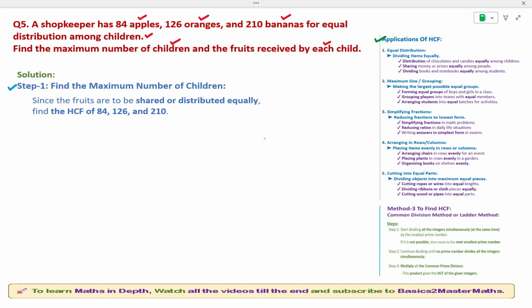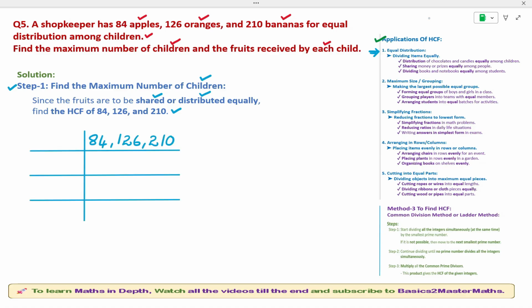Step 1. Find the maximum number of children. Observe, since the fruits are to be shared or distributed equally, we need to find the HCF of 84, 126 and 210. This is an example for equal distribution. Let us find the HCF using common division method or ladder method.